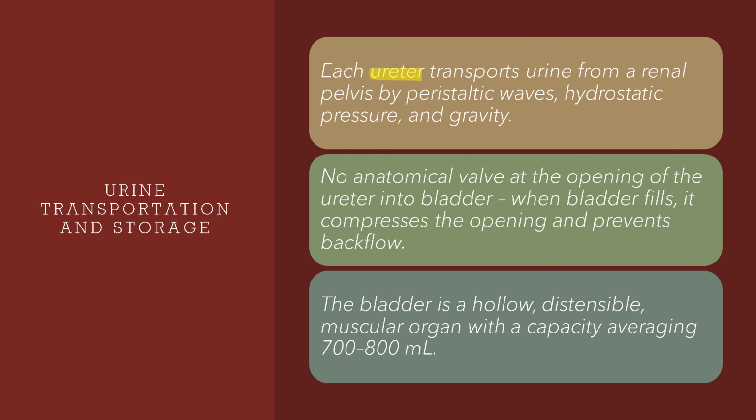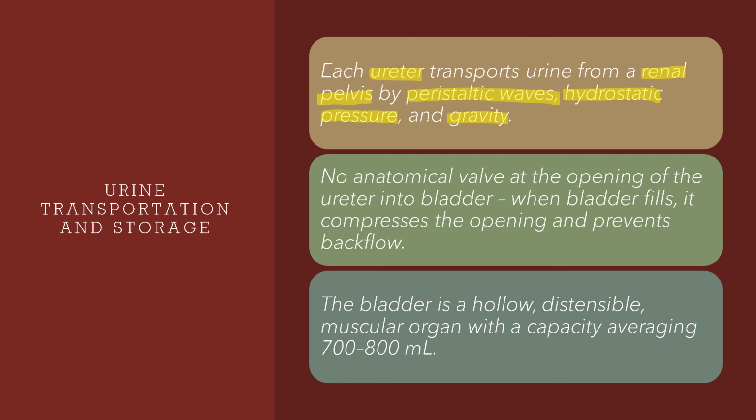Each of the two ureters transports urine from a renal pelvis of one kidney to the urinary bladder, and this is done by peristaltic waves or peristaltic contractions of the muscular walls of the ureters, and also by hydrostatic pressure and gravity also contribute.